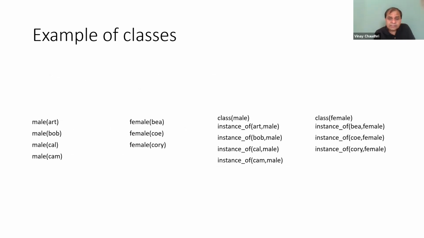Okay, so let's take a very simple example where we have people. We have two kinds of people, male and female. We have male of Art, male of Bob, and we can represent them in two different ways. We can represent them as unary relations, such as male of Art, or we could say male is a class and Art is an instance of male. The two are equivalent. Logically, they mean the same thing.